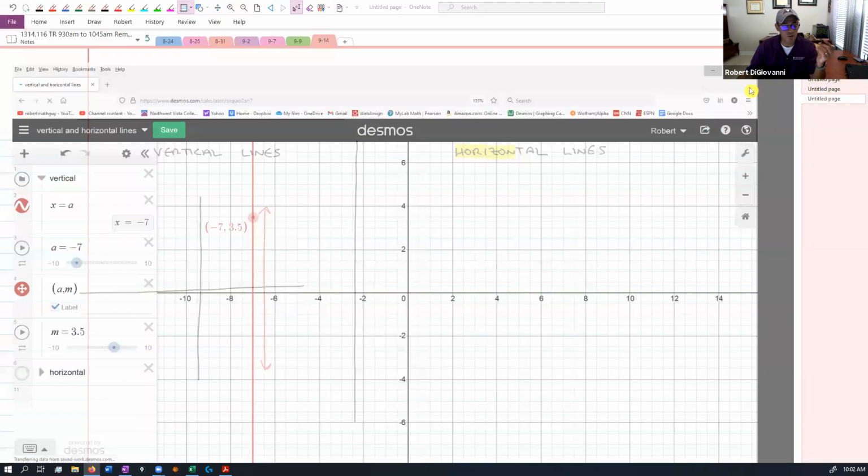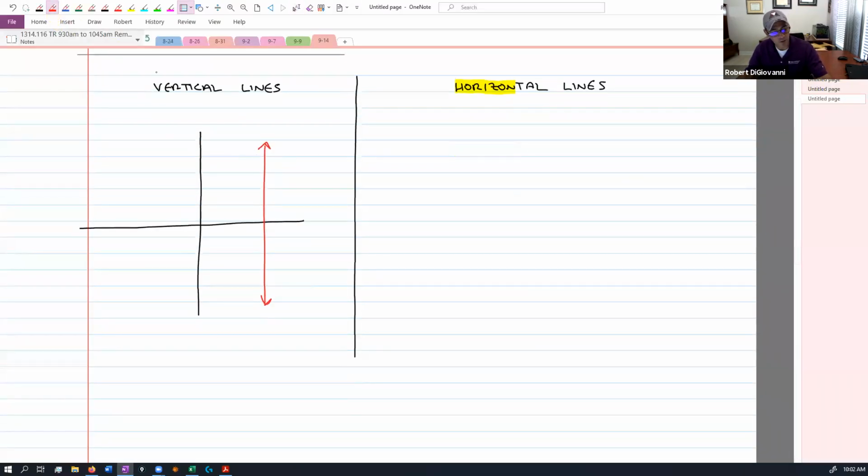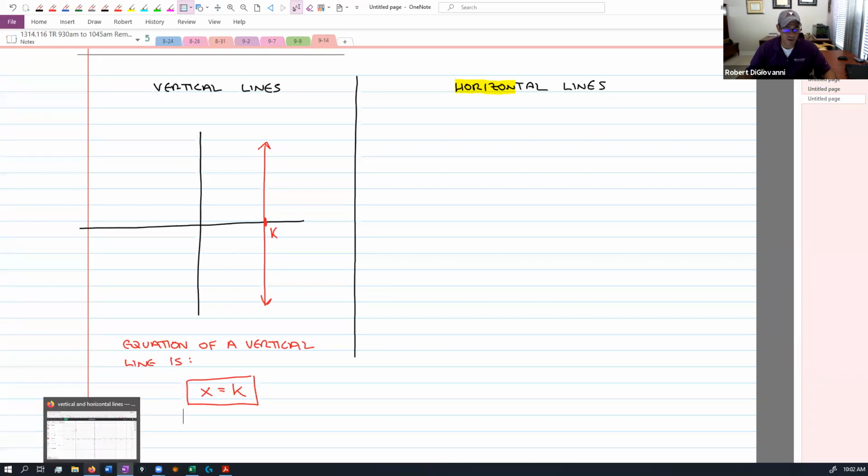So when we go to do a vertical line, what we do is figure out where it hits the x-axis. We'll call that K. It's just some number, K. The equation of a vertical line is x equals K. That's it. x equals K. So let's go back to that picture I had.